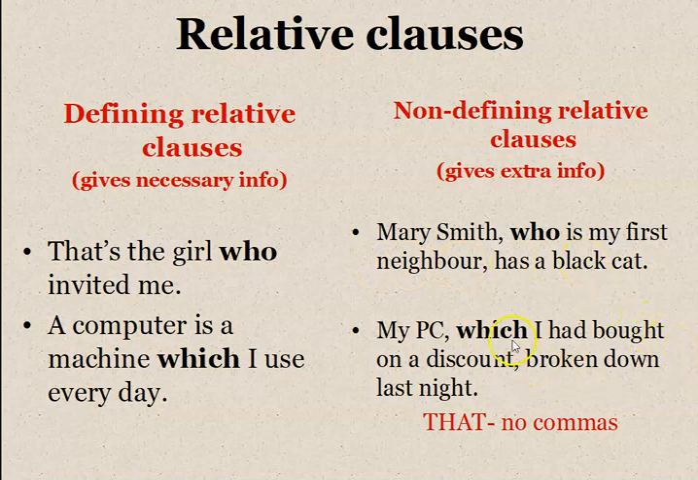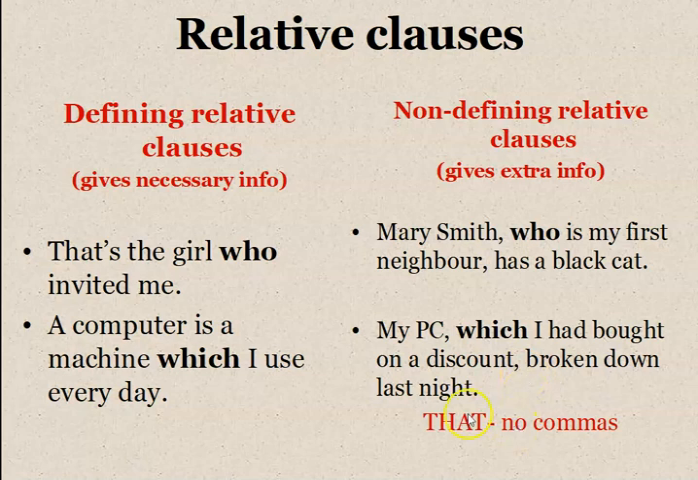Let's see, the second one refers to things. Okay, my PC, which I had bought on a discount, broke down last night. This is incorrect. Has broke down would be okay. So my PC, which I had bought on a discount, broke down last night. This, between commas, is an additional information.